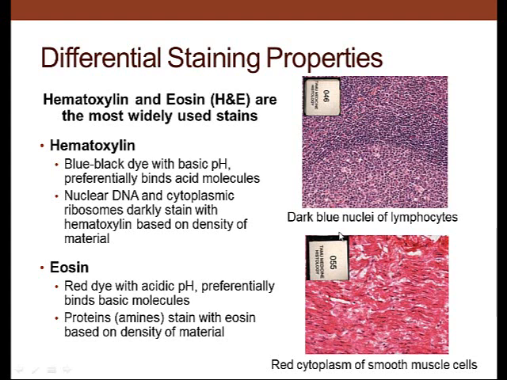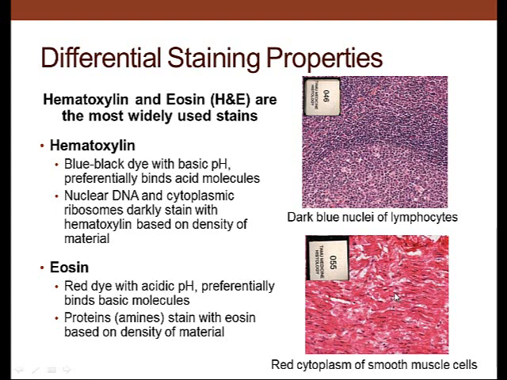Now, in routine staining, we usually use hematoxylin and eosin. Hematoxylin binds nucleic acid. Nucleic acids are dark staining, so something with a high acid content will stain with hematoxylin. In contrast, the cytoplasm is proteinaceous. Proteins stain with an acid dye, eosin.